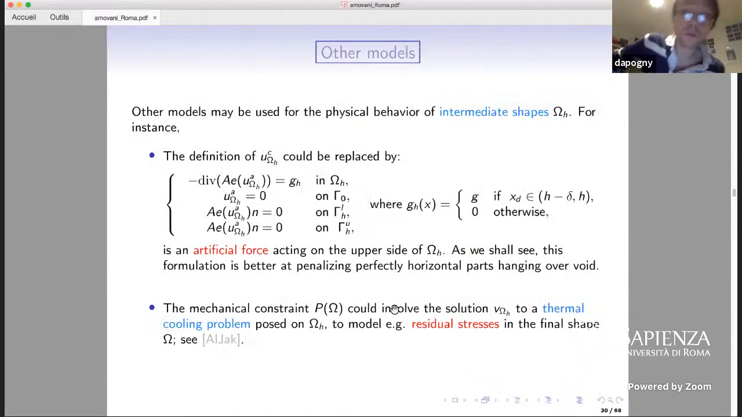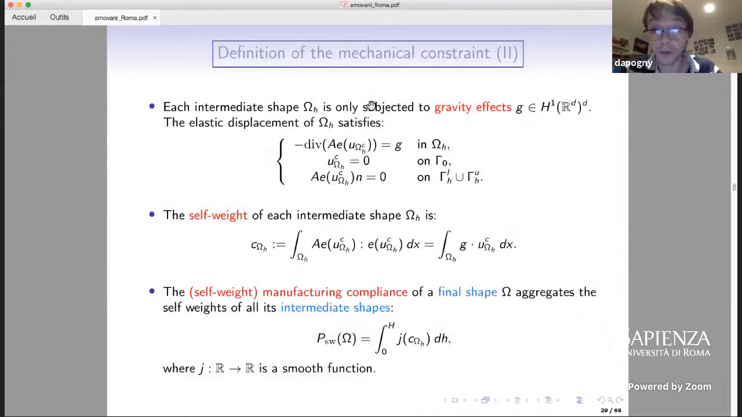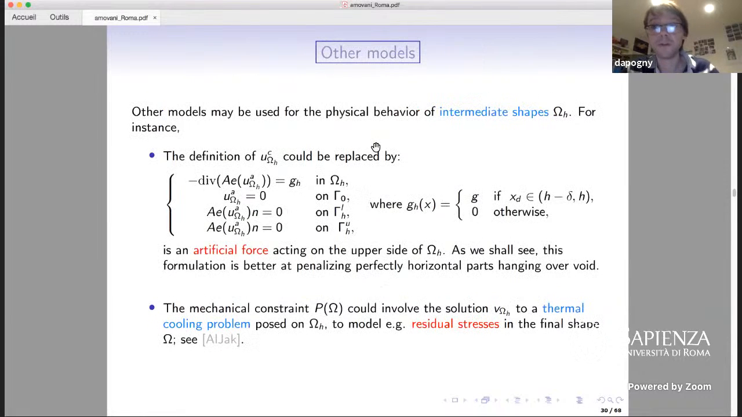So we could actually use other models for the physical behavior of intermediate shapes. For instance, we could suppose that the main effort applied on intermediate shapes is not gravity, but is the weight of the roller or of the machine that comes and deposits material on the upper side of the shape. In this case, this would amount to replacing u omega h, the displacement of the intermediate shape with respect to the gravity load, by u h A, where some loads are applied only on the upper part, on a small layer on the upper side of the intermediate shape. So this could correspond to this type of formula that I have written here. This wouldn't change a thing in the model that we will present just afterward, but I just want to mention that we could use other physical models for the intermediate shapes.